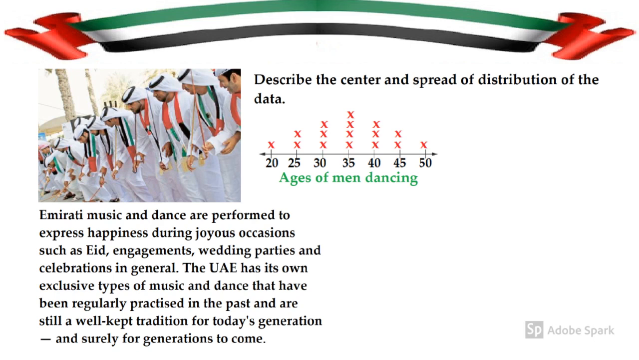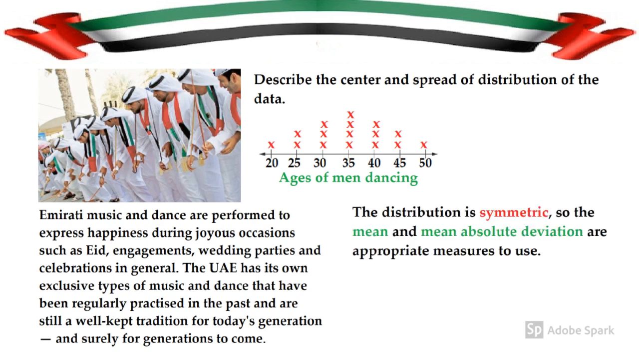Now we are going to describe the center and spread of distribution of the data. The line plot gives the ages of men dancing, and the ages are from 20 to 50. By just looking at the line plot, we can identify that the distribution is symmetric. So we are going to use the mean and mean absolute deviation as the appropriate measures to use. The data are centered around 25 years of age.